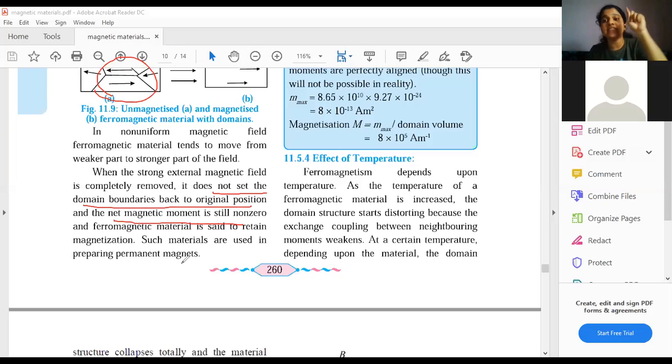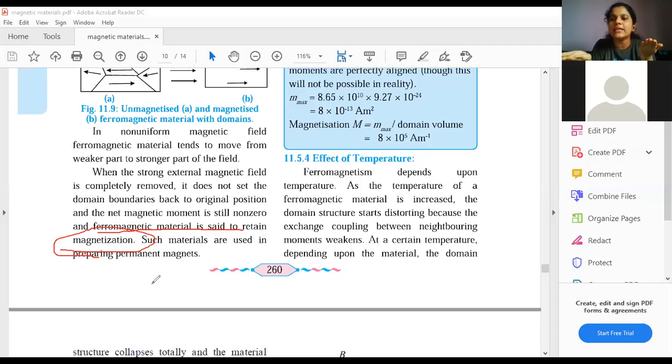It means that even after removing the external magnetic field, the dipole moments are aligned in one direction, and there is still some net magnetic dipole moment in it. It is non-zero. Because of this property, ferromagnetic materials are said to retain magnetization. They try to keep those magnetic properties with them. That is the reason ferromagnetic materials are better than paramagnetic materials.